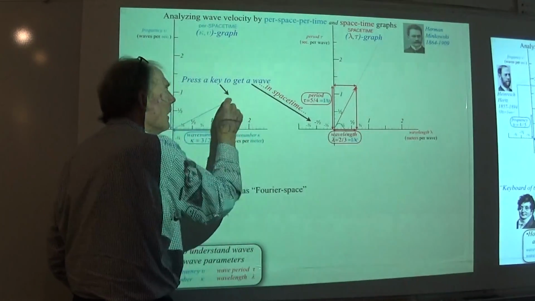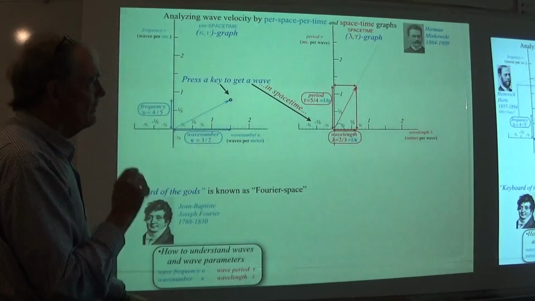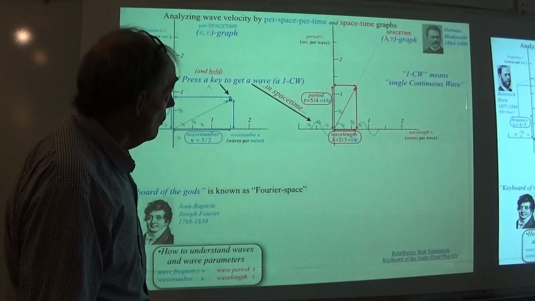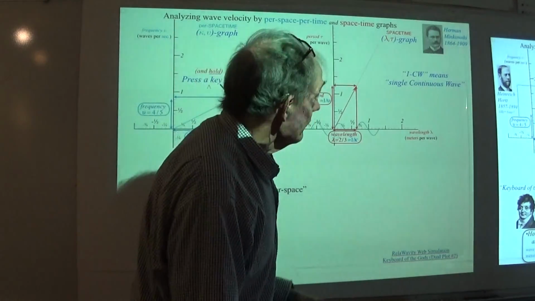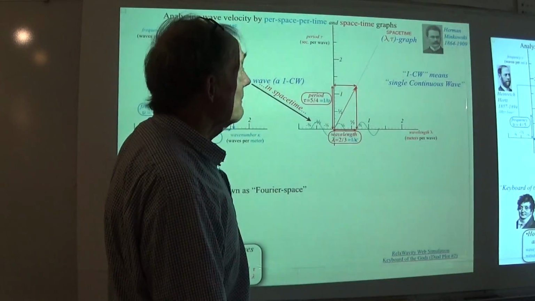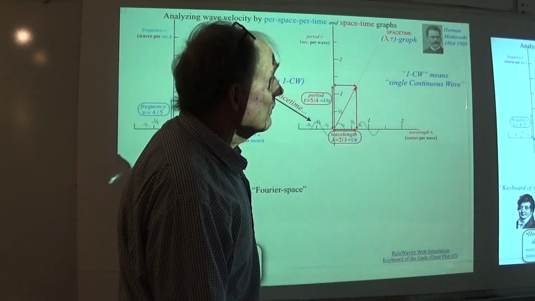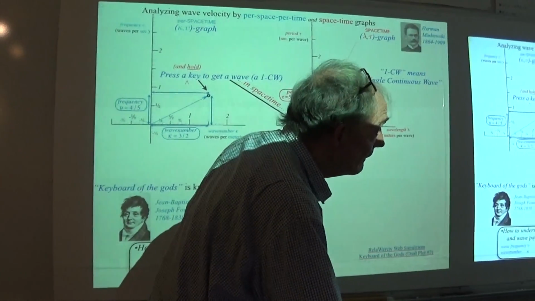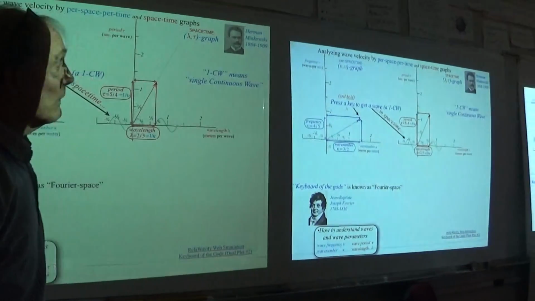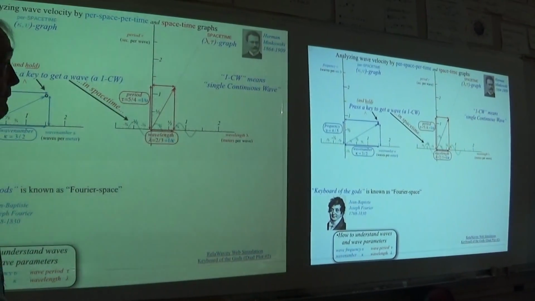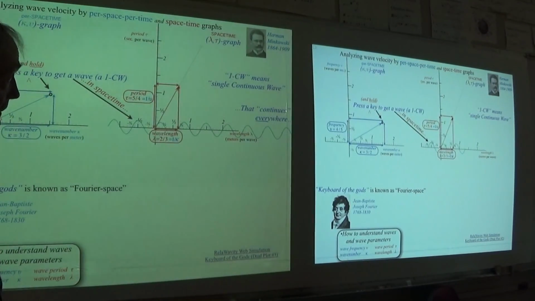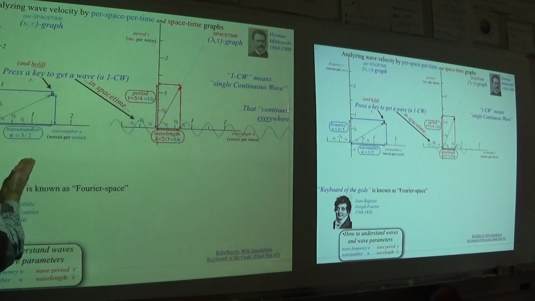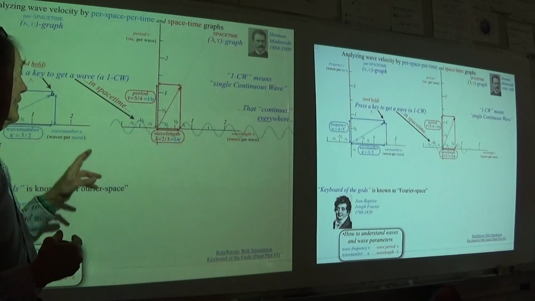If it's really a perfect keyboard of the gods, what I am going to be getting if I press this key, and I should add hold it, okay? And I mean hold it so that I actually get what I call 1 CW. That means a single continuous wave. Okay, that's what I'm after here, and I want that wave to go everywhere, and that's important. It continues everywhere. If this is really a perfect keyboard of the gods, I'm talking about no uncertainty in that thing.